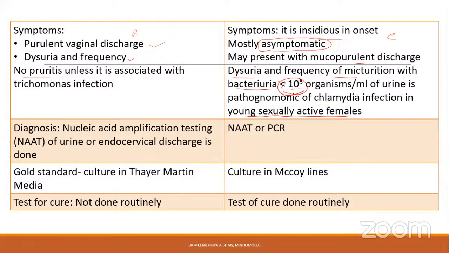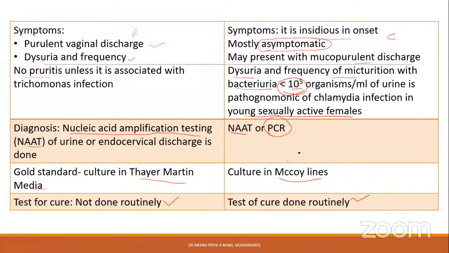So just remember this. Okay, and the diagnosis of gonorrhea is nucleic acid amplification test, NAT, of urine or endocervical discharges. So NAT is important in the diagnosis of gonorrhea. And the diagnosis of chlamydia can be NAT or PCR, polymerase chain reaction. The gold standard investigation for gonorrhea is culture in Thayer-Martin media, and the gold standard for chlamydia is culture in McCoy lines, and test of cure. Test of cure is usually not done routinely in gonorrhea, but it is done routinely in chlamydia.